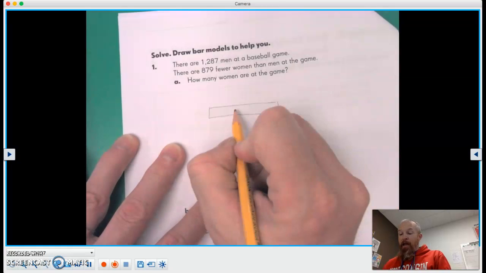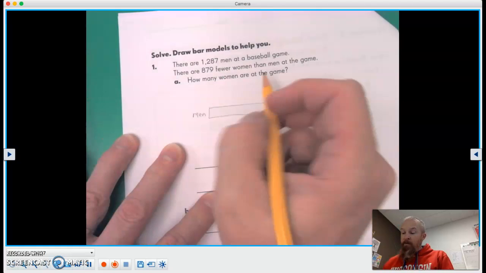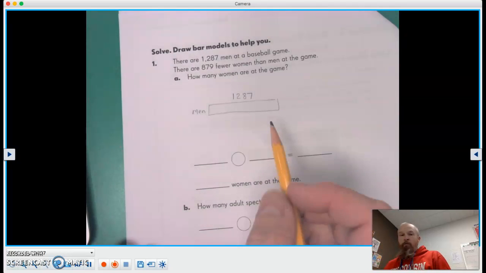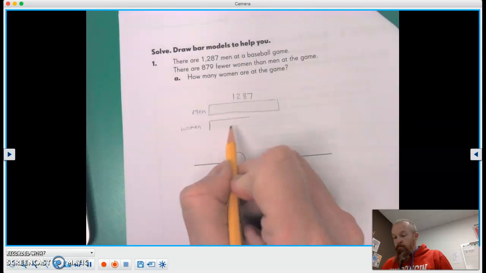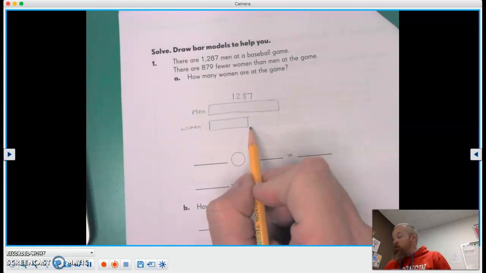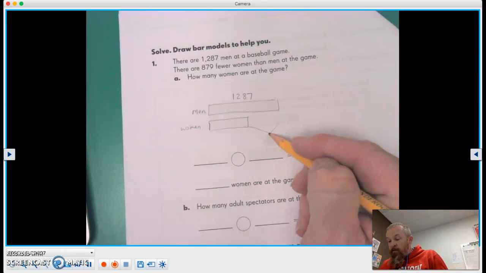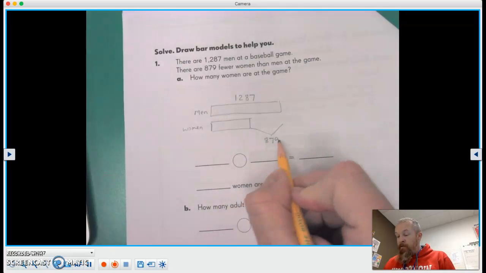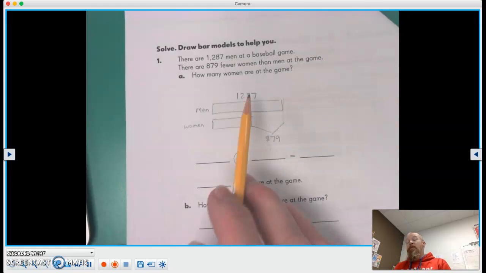Okay, this is going to be how many men, and I can write men and 1,287 men. Okay, and we know there are fewer women. But we don't know how many women there are, but we do know how many fewer there are. So we know that this number from here to here is 879. So that's taking the total of the men and the total of the women. We know there's that many fewer, right?